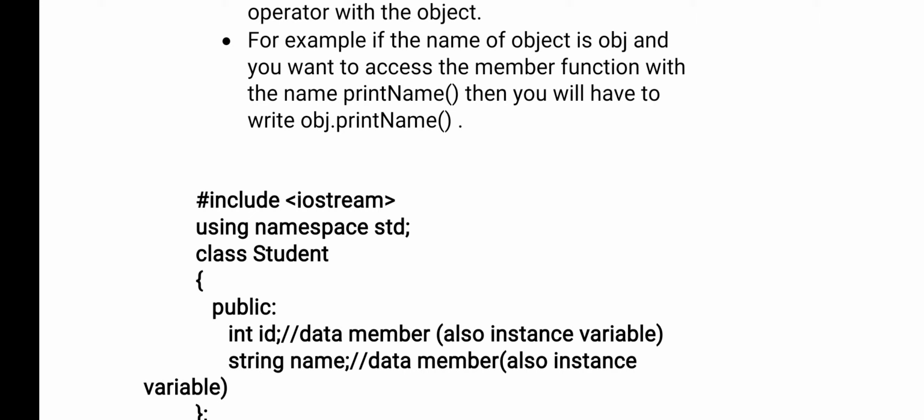And what is the object name? Obj. Then how will you give? obj dot print name. Obj is the name of the object, dot print name. Okay, so using this obj object, we are accessing a function. What is the name of the function here? Print name.